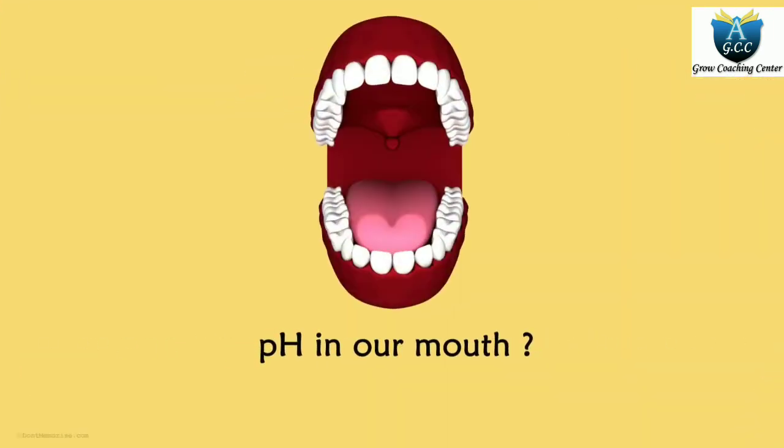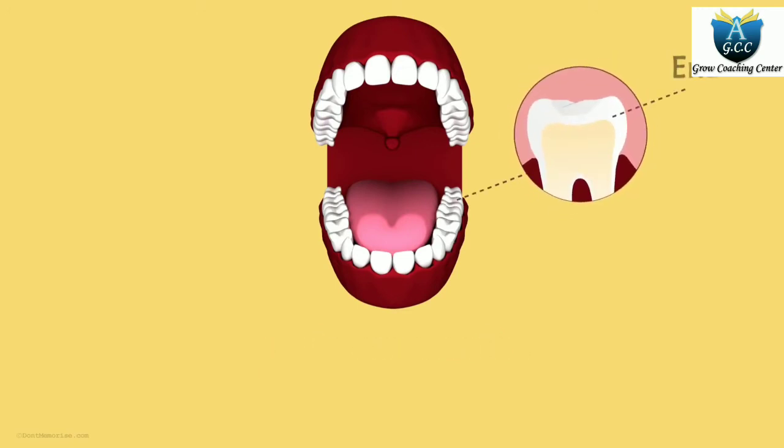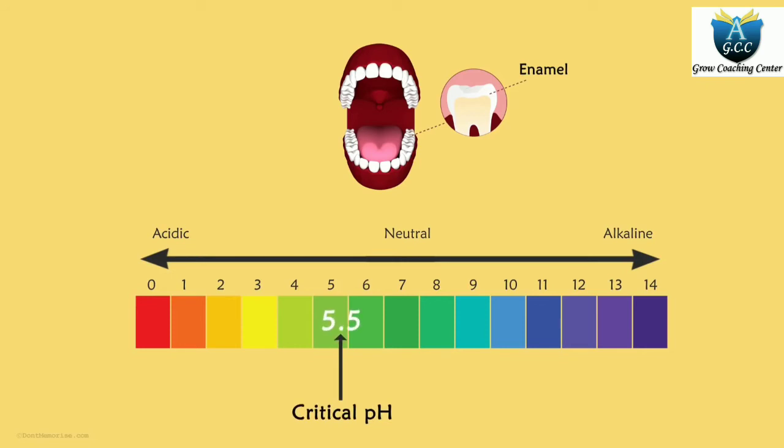What about the pH in our mouth? Yes, the pH in our mouth also has an effect on our teeth. Tooth enamel is the hardest substance in our body and does not dissolve in water and mildly acidic solutions. However, it gets corroded slowly when the pH in the mouth falls below 5.5. But how does the pH fall below 5.5?